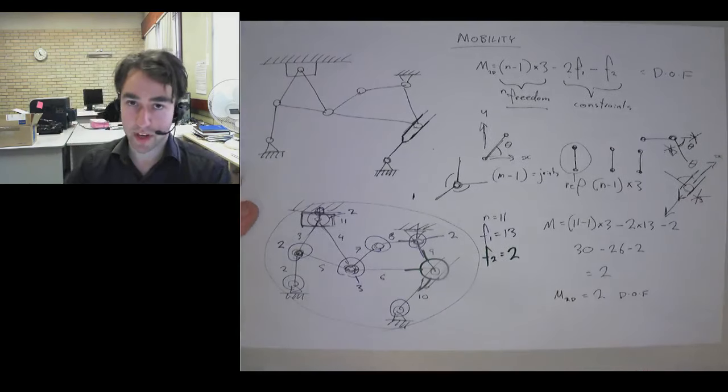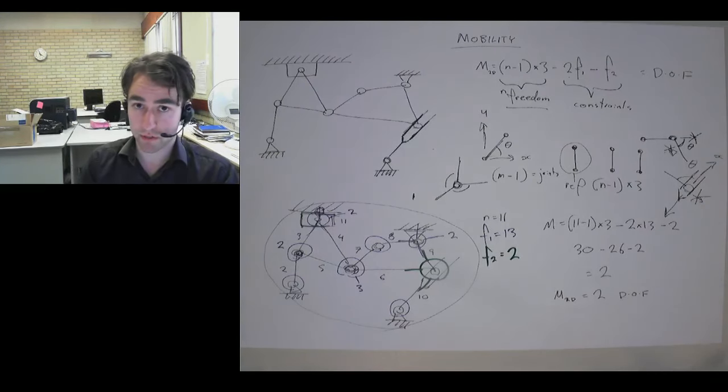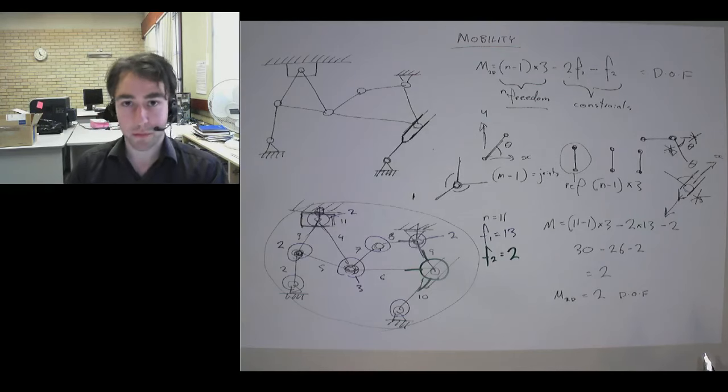And you'll do a similar type of thing with 3D mechanisms, although in that case you're going to have 6 degrees of freedom for each individual link. And you're going to have a lot more different kinds of constraints you can apply if you have 3-dimensional motion. So that's mobility.